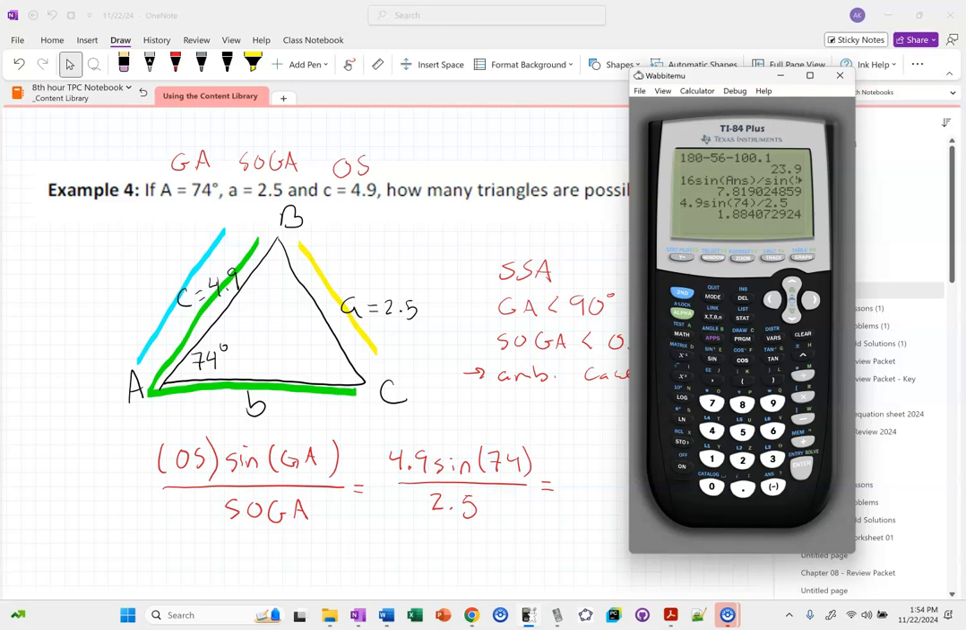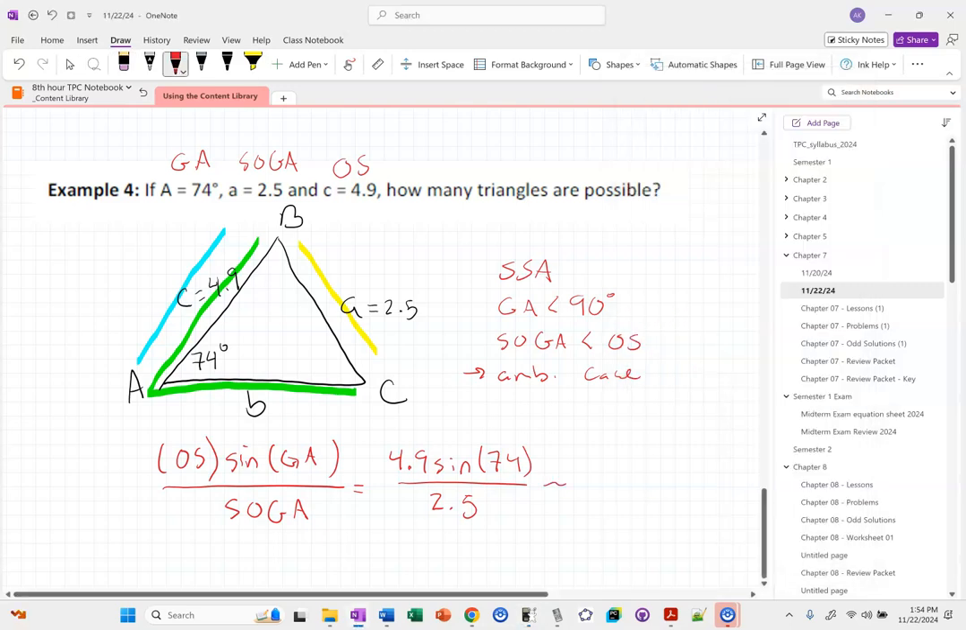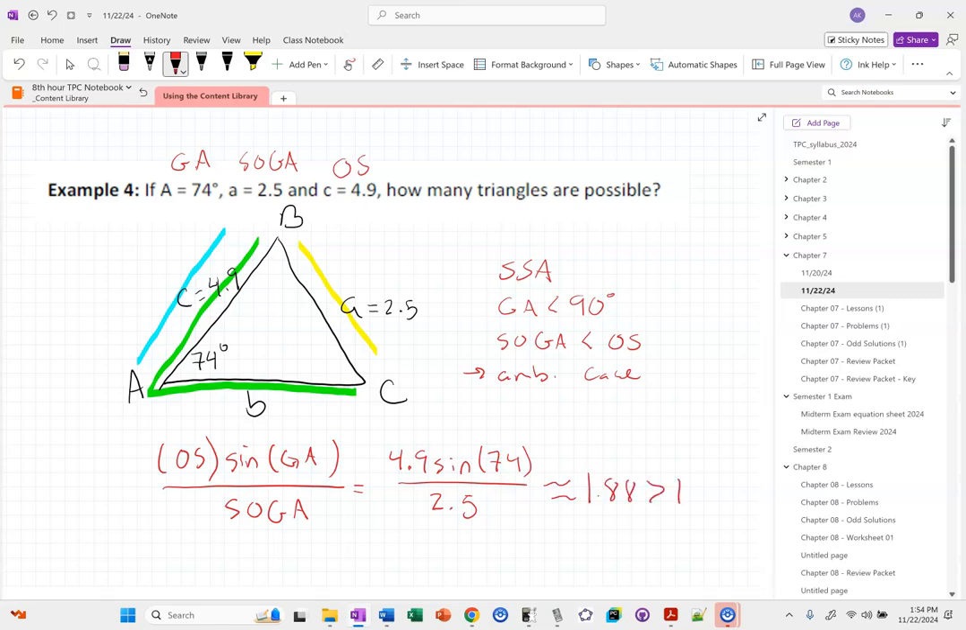So I get about 1.88. I notice that's greater than 1. What does that tell me then? There's no triangle possible. So even if I asked you to solve the triangle here, what would your answer be? No triangle possible. Nothing to do. Yeah. All right. I don't mind that, right?